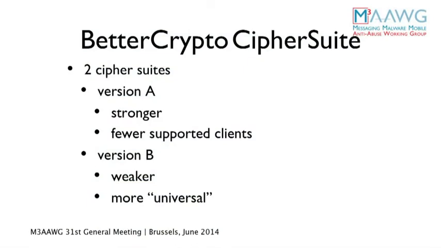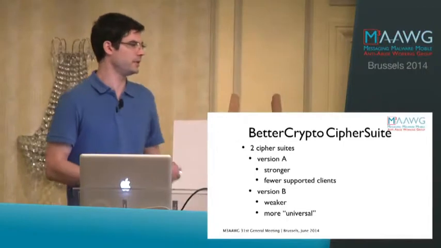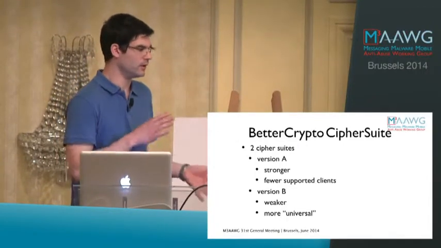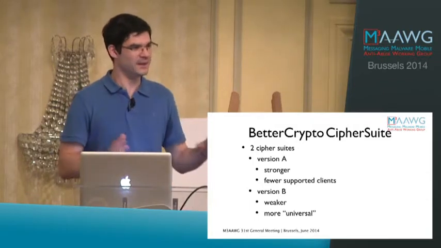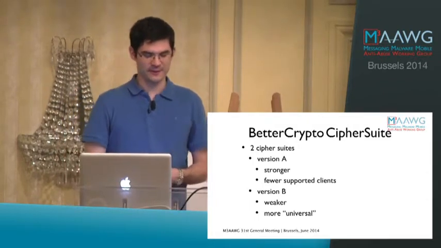In the Better Crypto project, we actually have two cipher suites. If you look on the mailing list, we are still discussing which algorithm we need in which cipher suite. So it's not really closed, but I think we are now coming to a consensus. But a lot of discussion over there. You have mails and mails and mails and a lot of agreement.